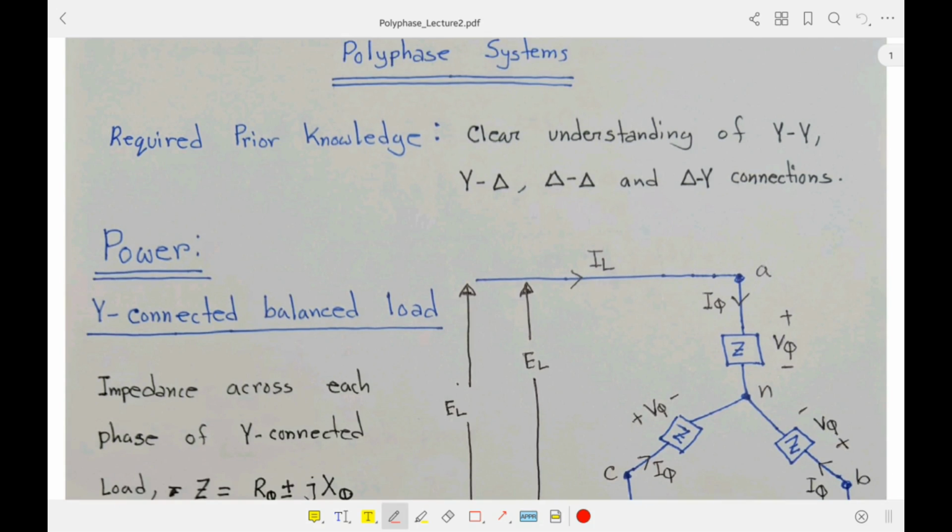As prior knowledge, you should know the Y-delta connections. Y and delta connections are already covered in previous lectures, and there were some homeworks mentioned in those lectures. If you did those, then obviously the delta-Y and Y-delta connections are already covered, I believe.